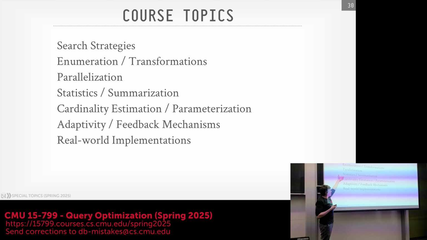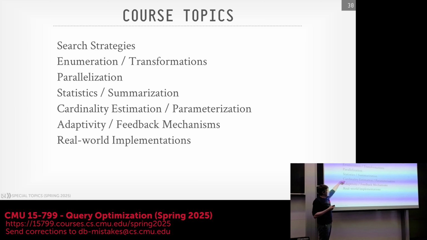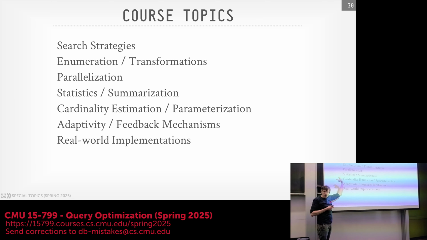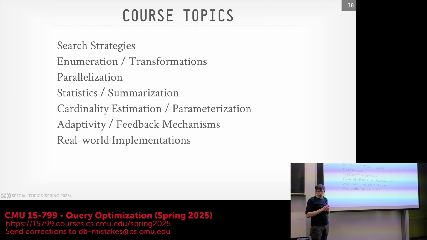Then we'll talk about how we rely on statistics to summarize what's in our data and use that to make estimations about how many tuples an operator is going to produce, because that's oftentimes going to be the thing we care about the most, right? Because I want to do the most selective joins at the bottom of the query plan as soon as possible rather than later, because it reduces a bunch of wasted work.